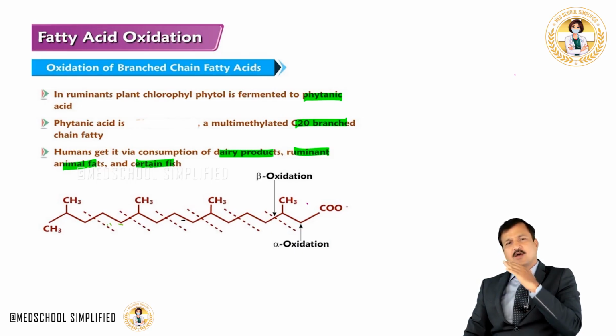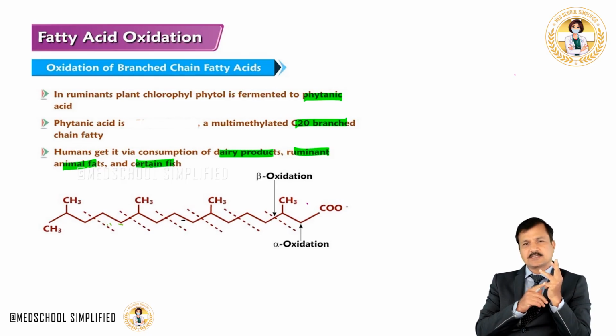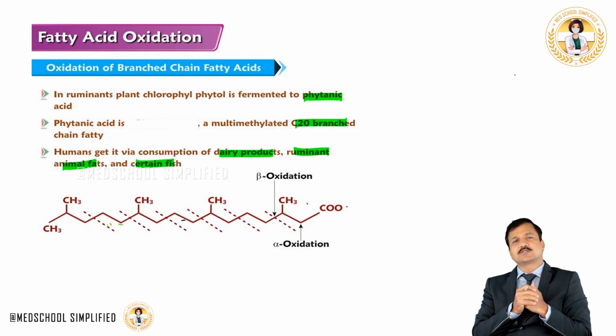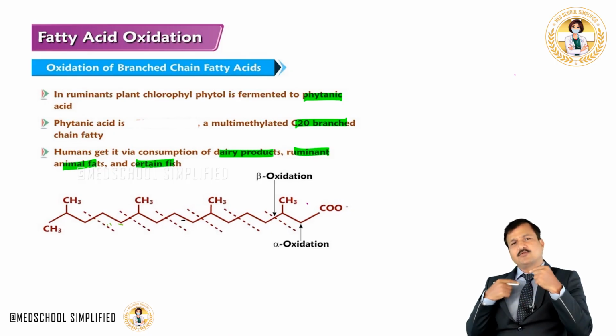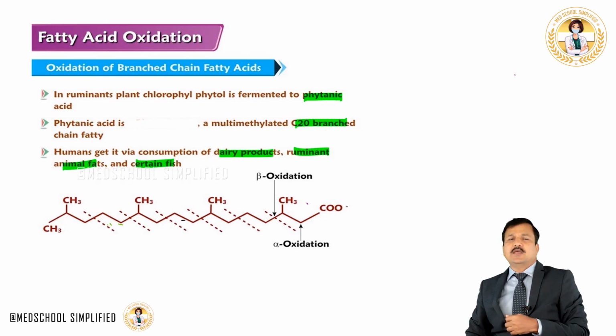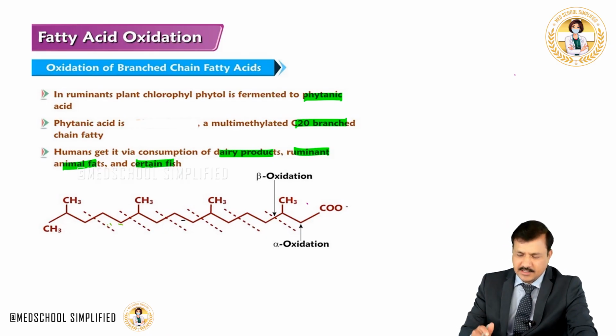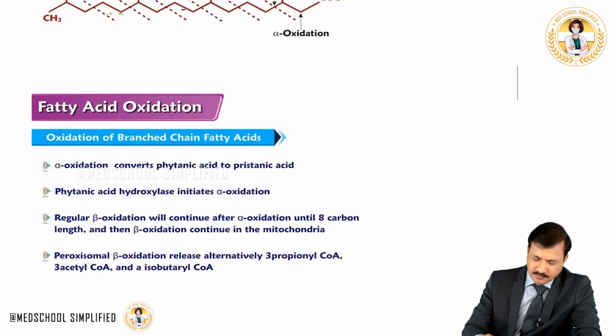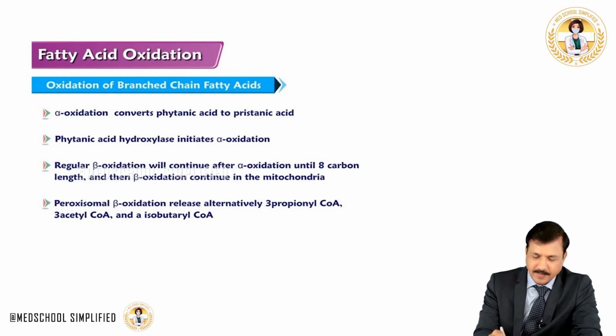So at the end of oxidation, both in the peroxisome and in the mitochondrial matrix, we are going to get 1 carbon dioxide, 3 propanenyl-CoA, 3 acetyl-CoA and 1 isobutyryl-CoA. And if you convert an isobutyryl-CoA into carbon dioxide and propanenyl-CoA, we are adding 1 carbon dioxide additional and 1 propanenyl-CoA additionally. And this is the oxidation of branched chain fatty acid. So all that I have written here.